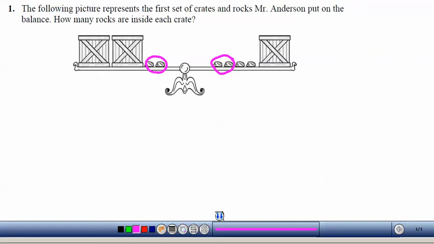And we know that this box and this box both weigh the same, so we can ignore those. Kind of like subtracting those from both sides. So what we're left with at that point is 1 box and 2 rocks.